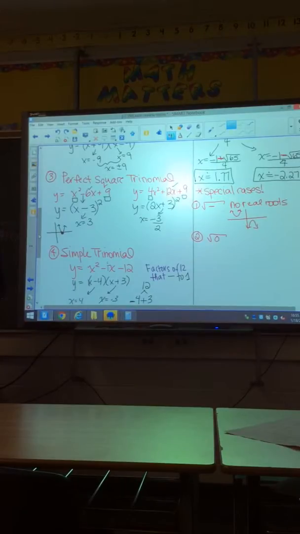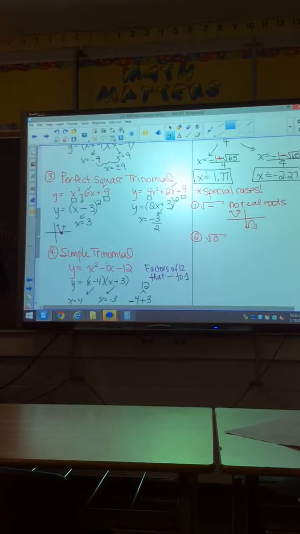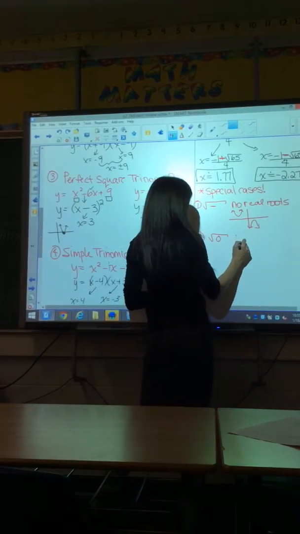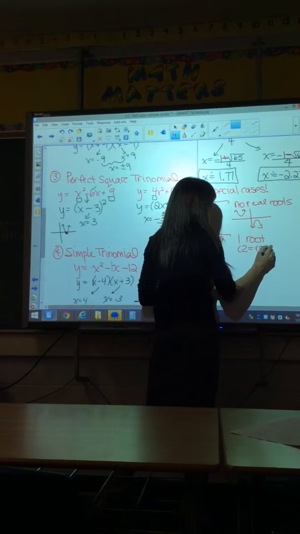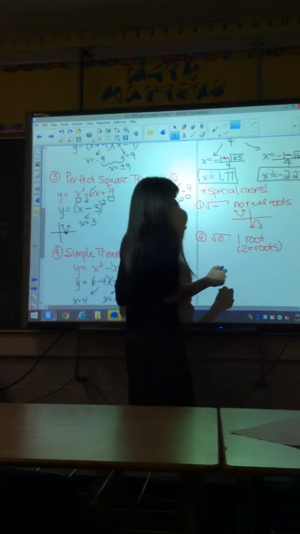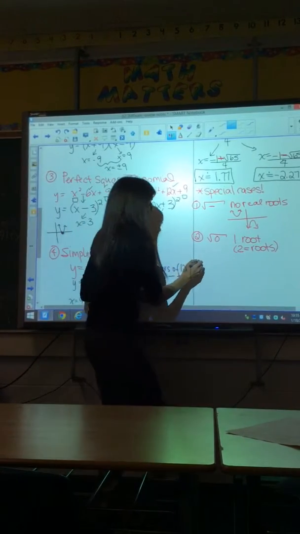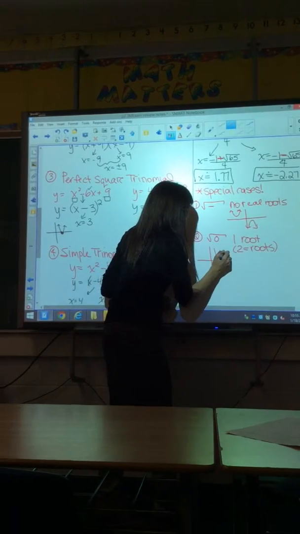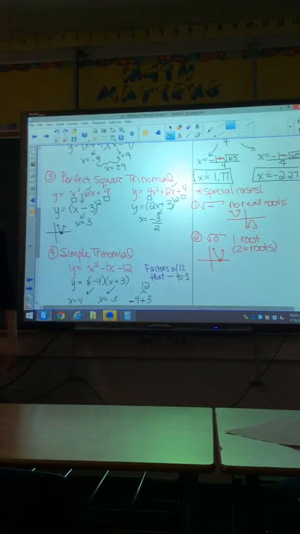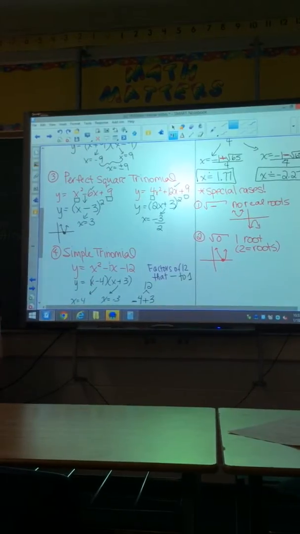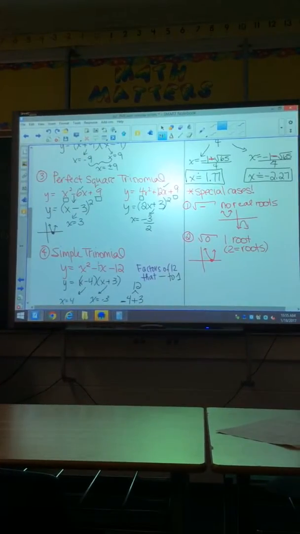Kenzie? One root, that's what's on the x-axis. Perfect. This means there's only one real root, one root, or two equal roots, depending on how you want to explain it, right? Which means if the vertex lies on the x-axis, what should that also tell you that you might have made a bad decision on?